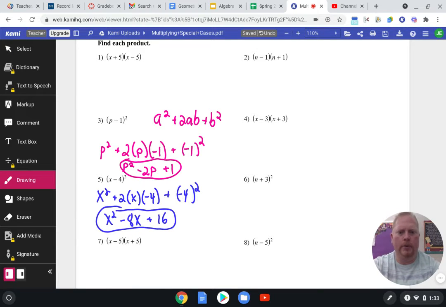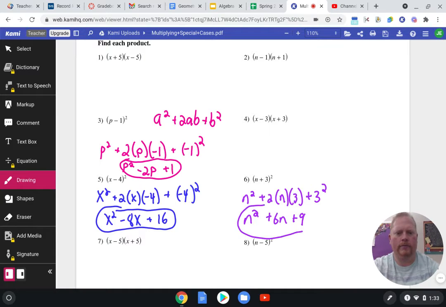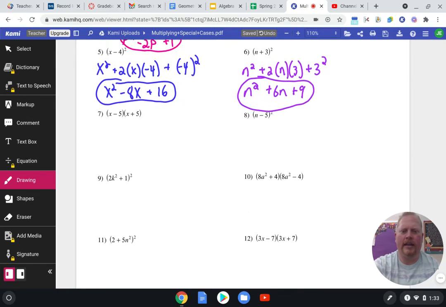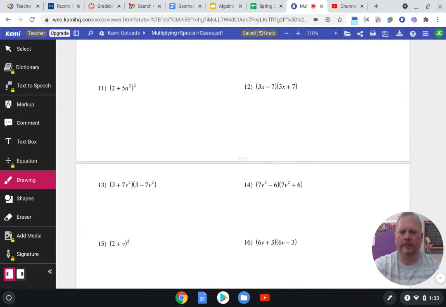So n plus 3 squared. So I square the n, plus 2 times n times 3, plus 3 squared. Clean it up. I get n squared plus 6n plus 9. Final answer. Now I want to do one more. I take back what I said about that being the last example because it can be a little bit more difficult.